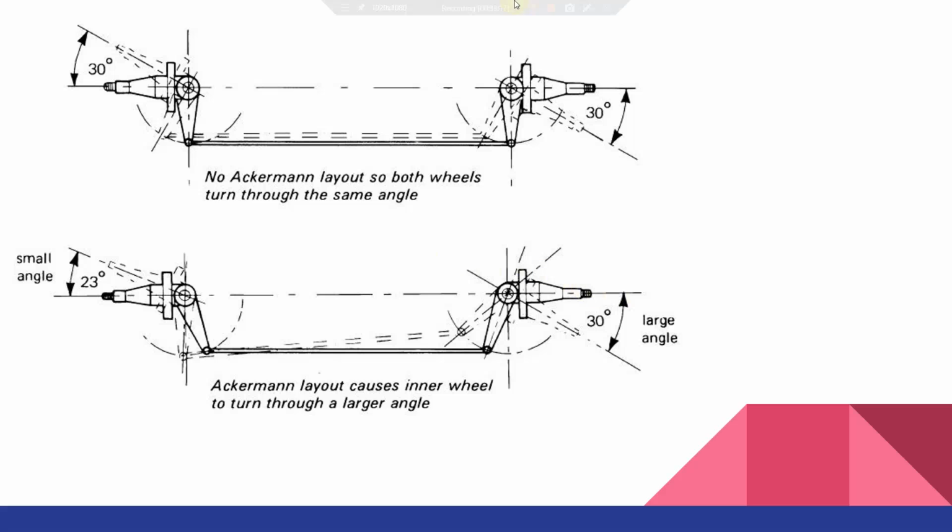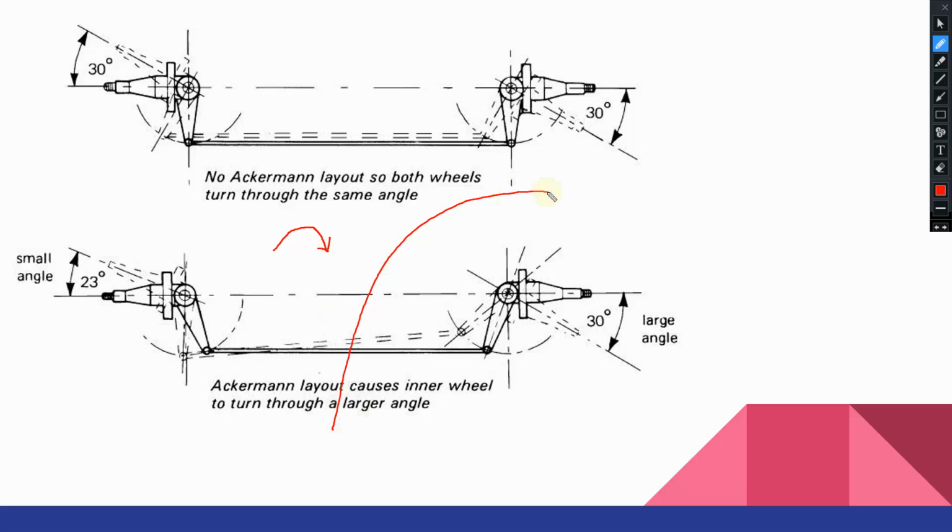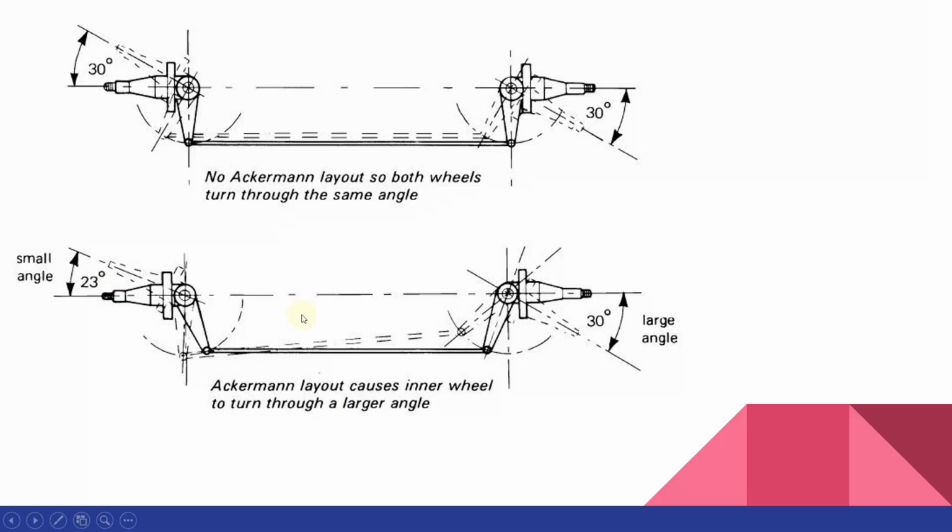When the steering wheel is turned to the right-hand side, which means the vehicle is going to turn to the right, this will be the inner wheel and this will be the outer wheel. So the inner wheel has to be turned at a larger angle than the outer wheel. That is the principle of the Ackermann layout.